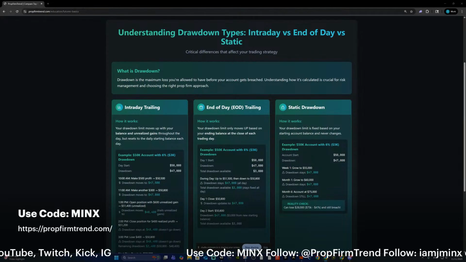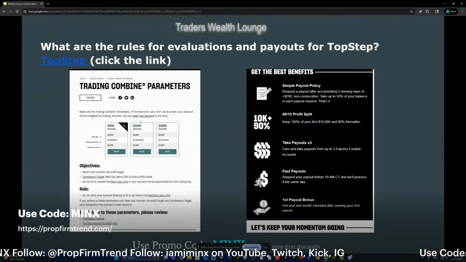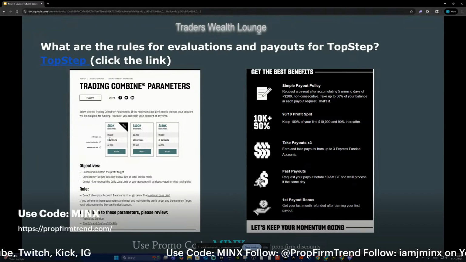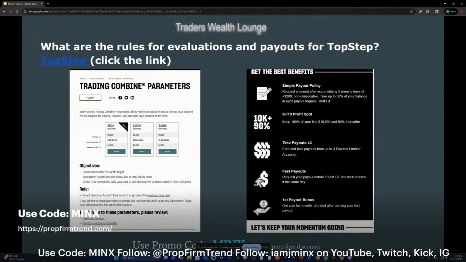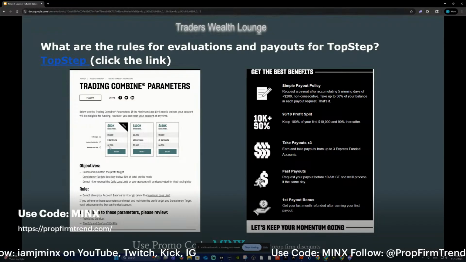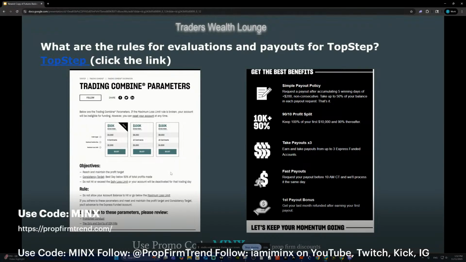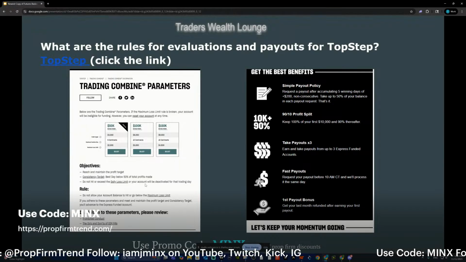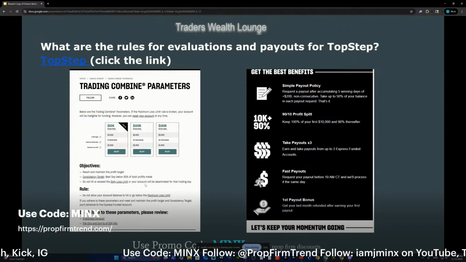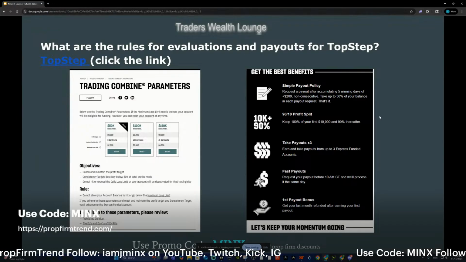Top Step, same thing, except the difference with Top Step is that they have a consistency rule during the evaluation. So, for example, if you are trading a 50K account, notice the profit target is $3,000. The drawdown is 2,000 compared to Apex 2,500. And your best day needs to be below 50% of your total profits made. I'll go into that in a calculator and show you what I mean by that.